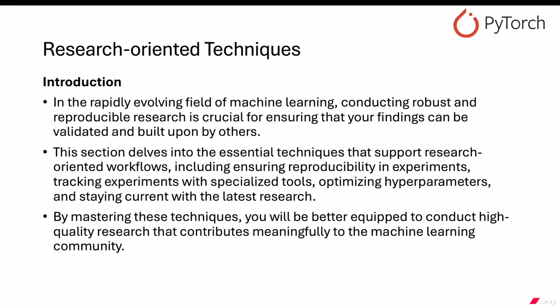Research oriented techniques. In the rapidly evolving field of machine learning, conducting robust and reproducible research is crucial for ensuring that your findings can be validated and built upon by others. This section delves into the essential techniques that support research oriented workflows, including ensuring reproducibility of experiments, tracking experiments with specialized tools, optimizing hyperparameters, and staying current with the latest research. By mastering these techniques, you'll be better equipped to conduct high quality research that contributes meaningfully to the machine learning community.